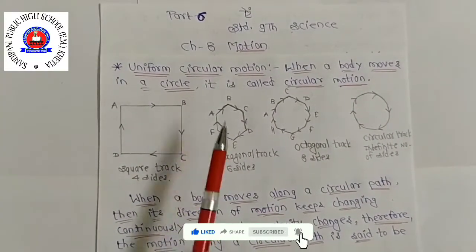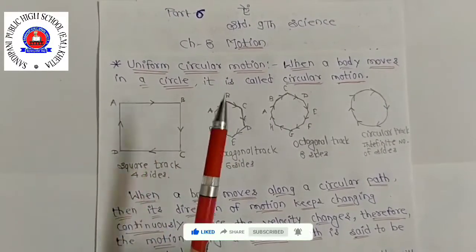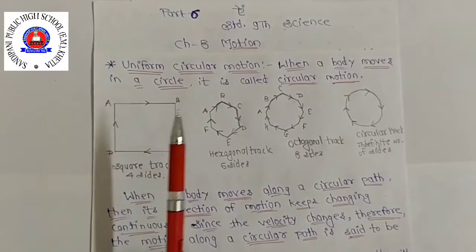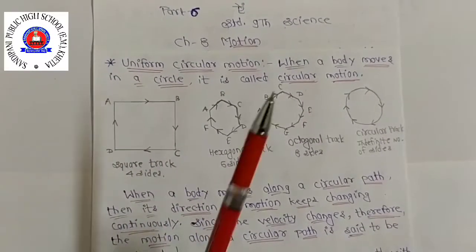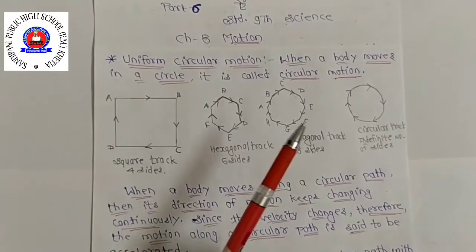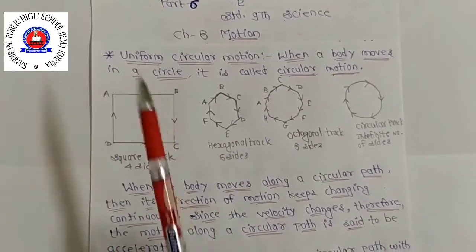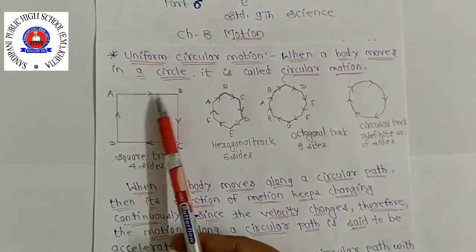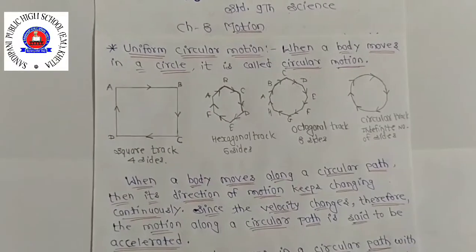Before we study uniform circular motion, we will discuss how a circular path can be considered to be made up of an indefinite number of tiny sides, and a body moving along such a circular path changes its direction of motion continuously. Each side is small, but the direction changes continuously.